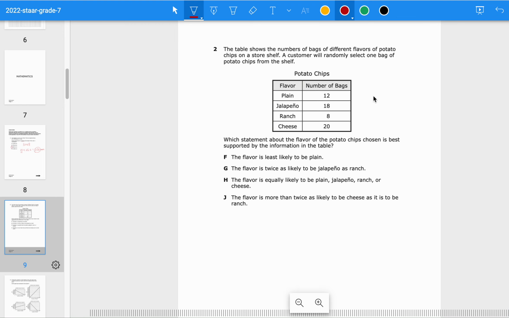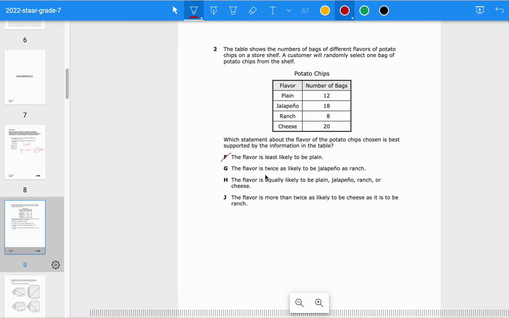Okay, let's take a look at question number 2. Take a look at the numbers for each flavor. Plain is 12, jalapeno is 18, ranch is 8, and cheese is 20. So we're going to figure out the likelihood for each flavor. Let's read F. The flavor is least likely to be plain. Well, we can see plain is not the least here. Ranch is, so F is out.